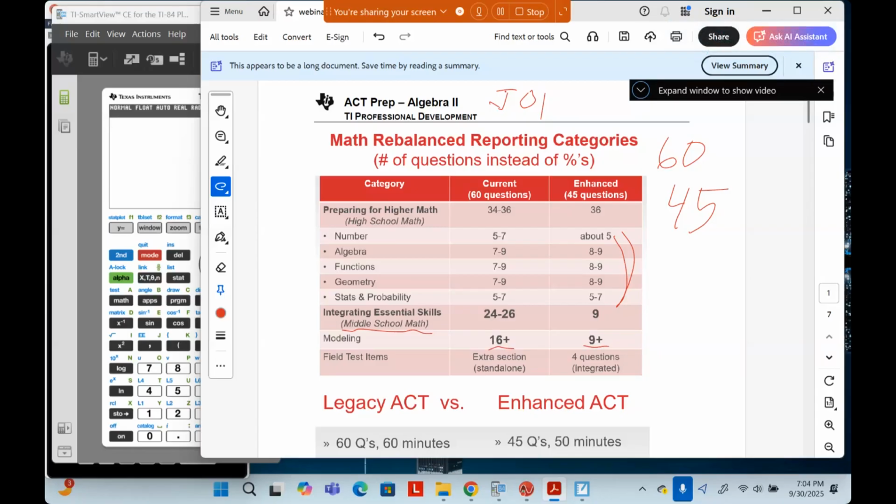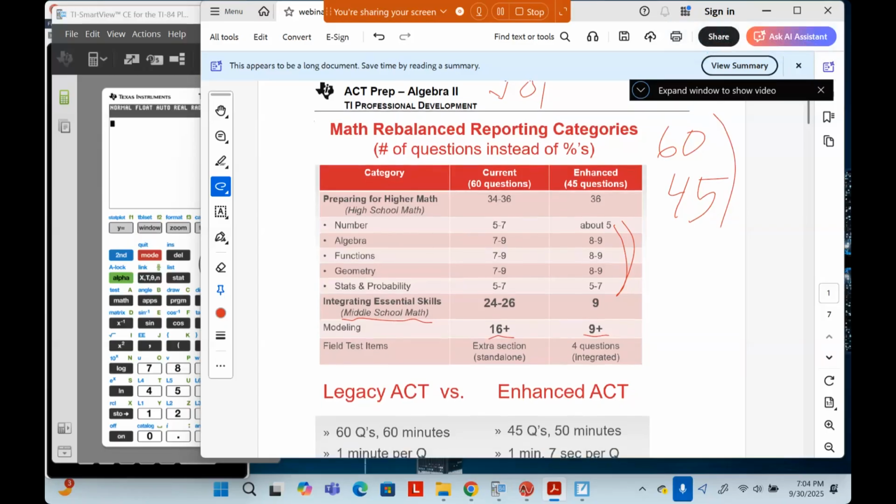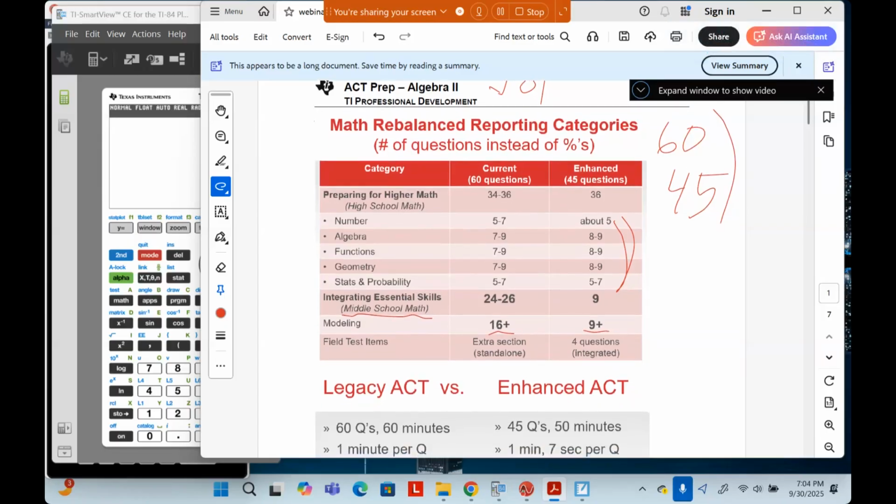Tom, what do you think about some of these changes they made? Sorry, I was counting.